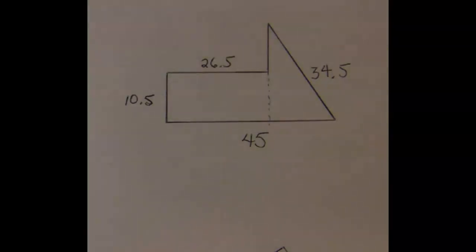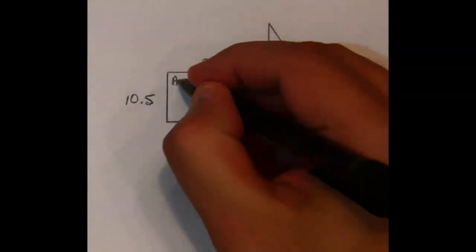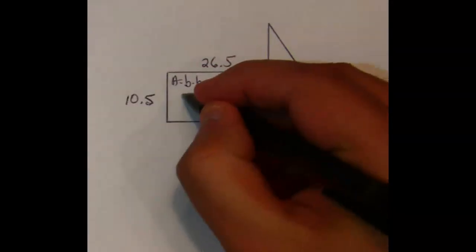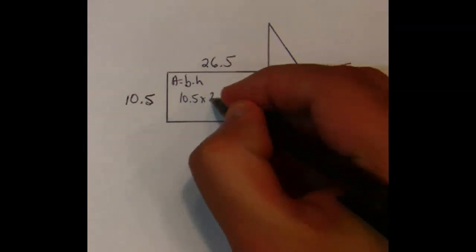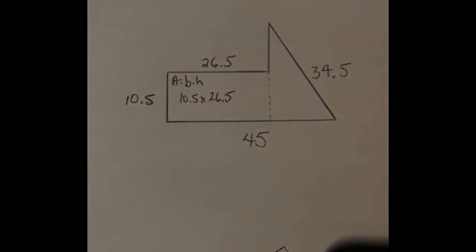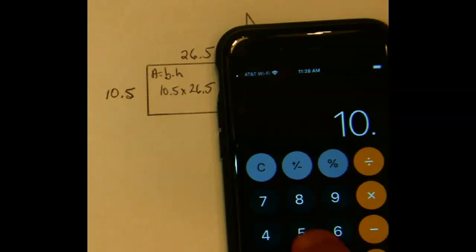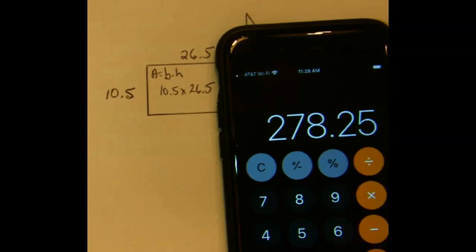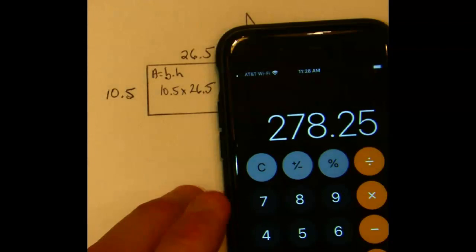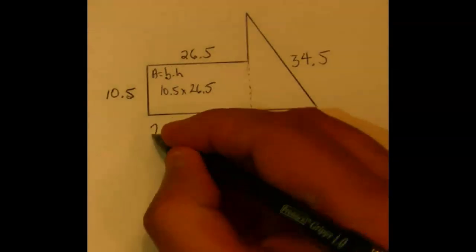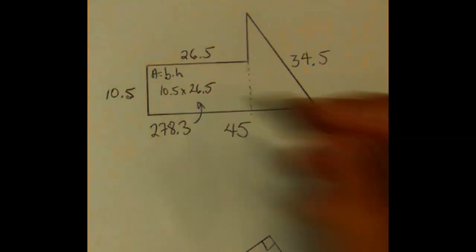So let's go ahead and find the easy one, the rectangle. We all know that the area of a rectangle is base times height. So we're going to have 10.5 times 26.5. Let's get our calculators out and multiply 10.5 times 26.5. That gives you 278.25. We're going to round everything to one decimal place, so that's what I want you to do when you work the problems on your assignment. The 5 means we're going to round this 2 up to a 3. So 278.3, and this is the area of the rectangle.